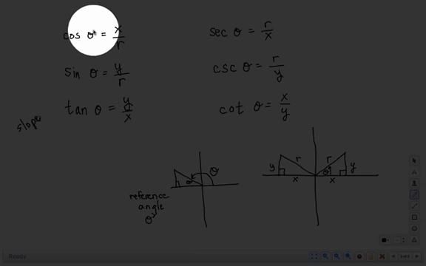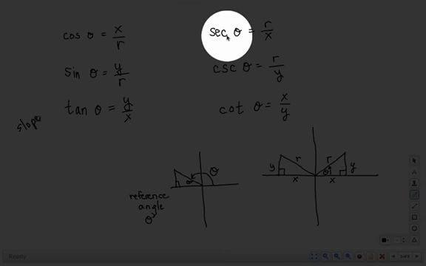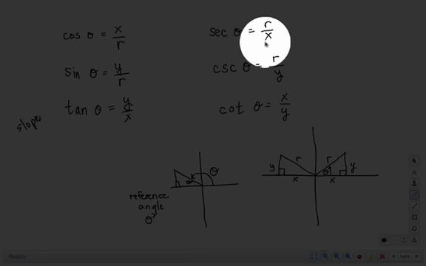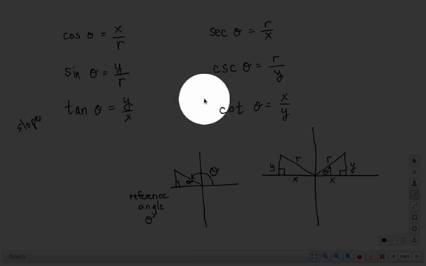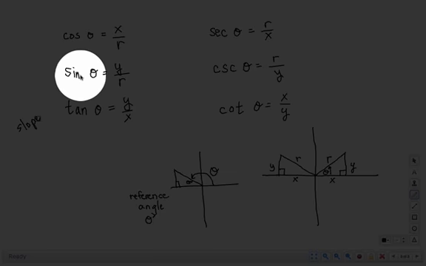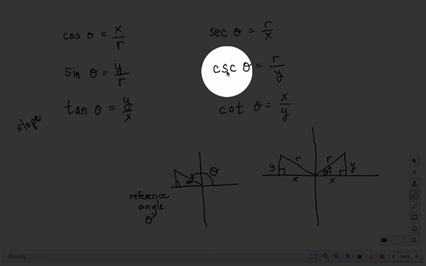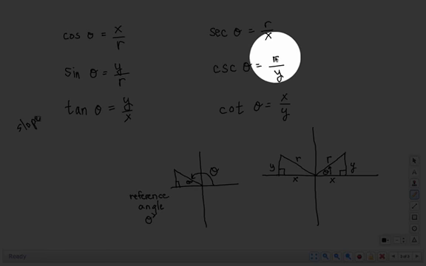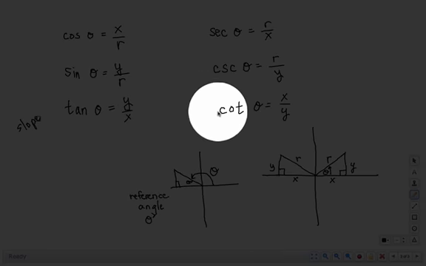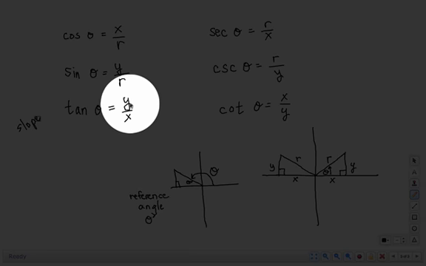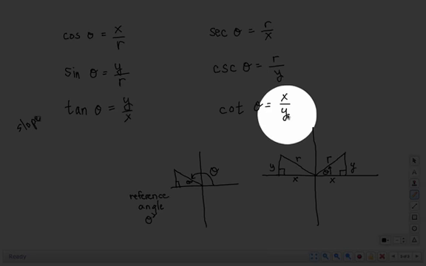Now, cosine's reciprocal does not start with C, so it's secant. Secant of theta is the reciprocal of cosine, so cosine's x over r, so secant is r over x. Sine's reciprocal starts with a C, and it's not cotangent. Cotangent goes with tangent, those kind of go together, right? So sine and cosecant are reciprocals. So if sine is y over r, cosecant is its reciprocal, r over y. And cotangent's reciprocal is, since tangent's y over x, cotangent's x over y.